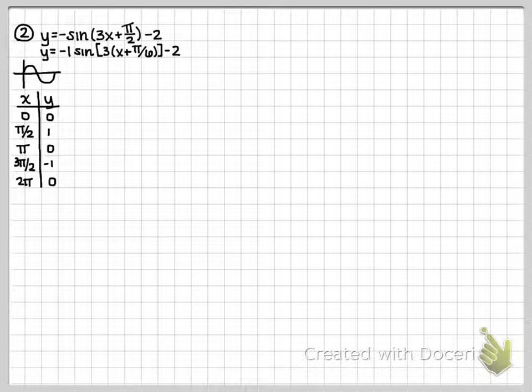So I went in pi over 2 increments. I started in the middle, and then I went up, back to the middle, down, back to the middle. So keep that in mind when I'm going through and doing these points. All right, so take a look at my x's now.